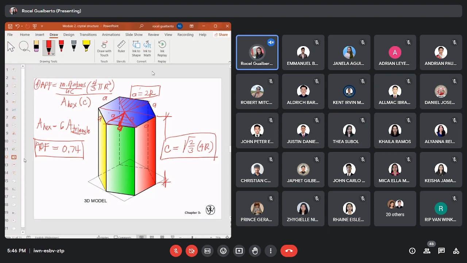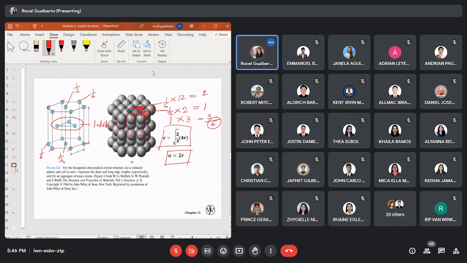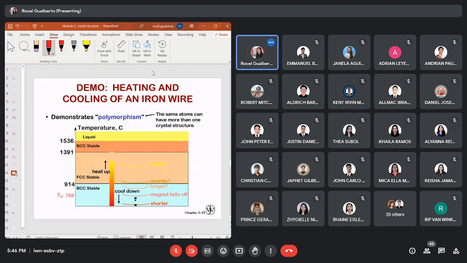Question? None? Okay, so I'll continue. Now we have what we call polymorphism. When we say polymorphism, a material can exist in different crystal structures, in more than one crystal structure.